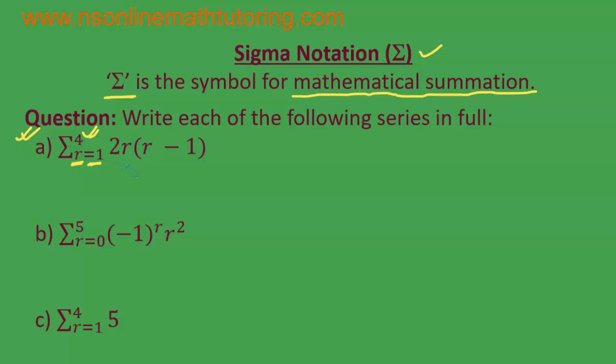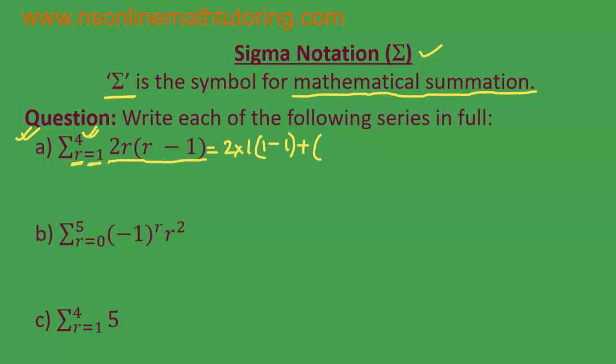And how do we get them? We will be just plugging in the different values of R in this expression and we will be getting the individual terms of the series. And the individual terms will be connected to one another by the plus sign. Okay. So the first value of R is equal to 1. Therefore, the first term of the series will be equal to 2 times 1. In place of R, I am writing 1. And within the parenthesis, it is 1 minus 1. Next, we will be writing the second term, so we have to write this plus sign.